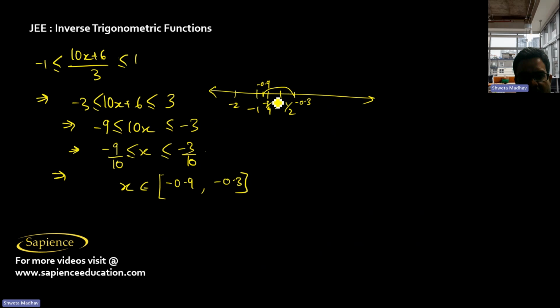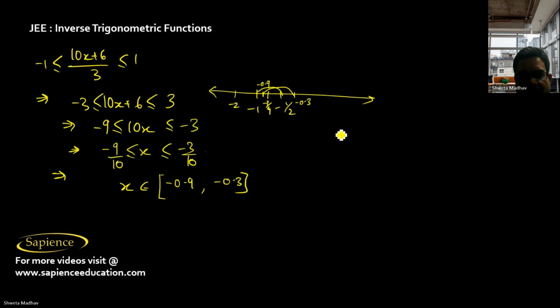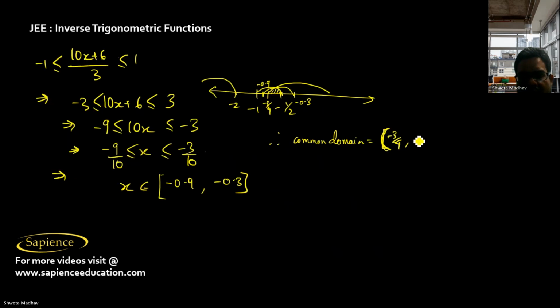So this is minus 0.9 to minus 0.3. Minus 1 to minus half. Minus infinity to minus 2 union minus 3/4 to infinity. That will be minus 3/4 to minus half. So therefore the common domain that is coming, that is the intersection part, which is this one, that will be minus 3/4 to minus half.